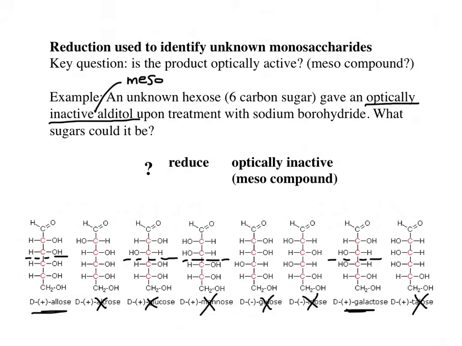Now, had it been optically active, not so useful, but at least I'd be able to say, well, if it's optically active, it is not allose or galactose, right? So it does allow you to eliminate something. So far now, we could tell it's allose or galactose. Beyond that, we really couldn't tell you. So we'll go to our next set.